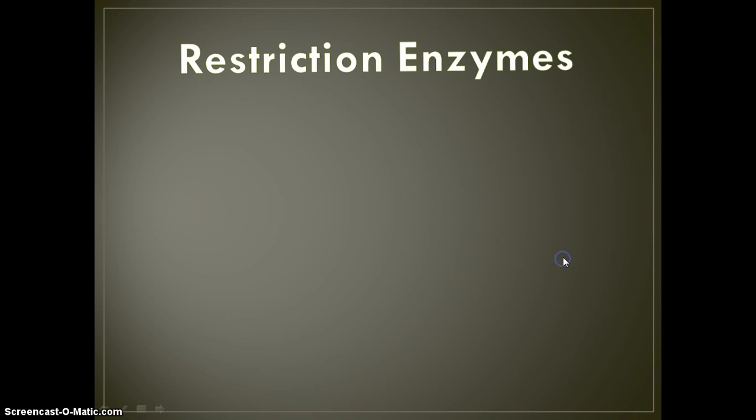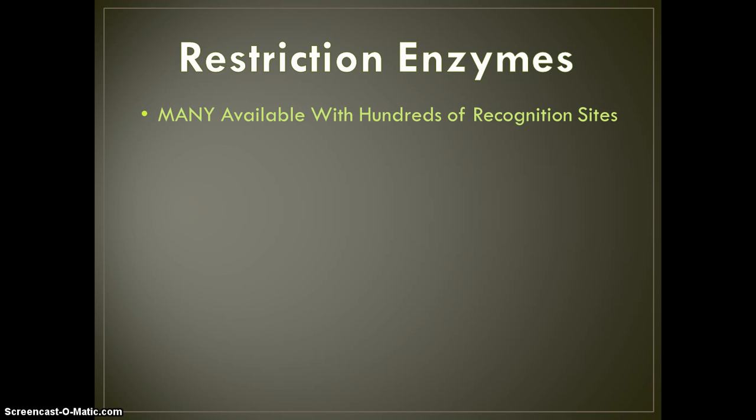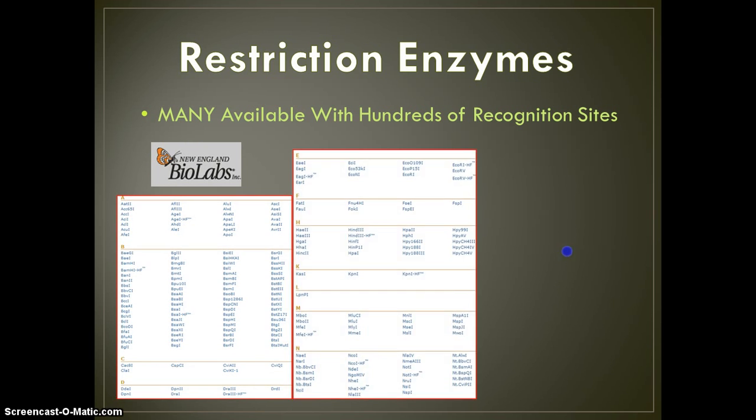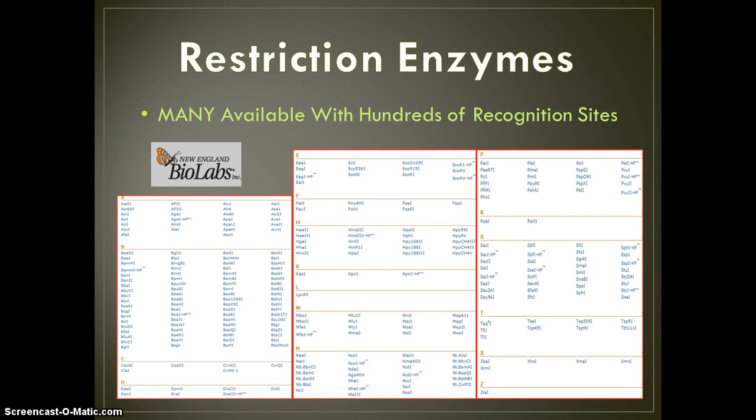So let's talk about restriction enzymes. In the early days of genetic engineering, scientists purified these enzymes themselves, but now there are a wide selection available commercially that cut at hundreds of recognition sequences. One such company that specializes in the production of restriction enzymes is New England Biolabs. As you can see, they carry a wide selection of ready-to-use restriction enzymes.